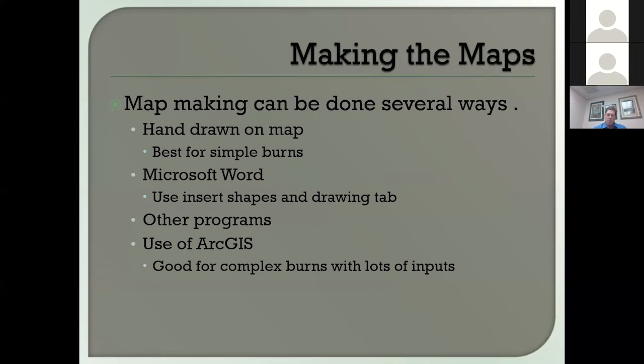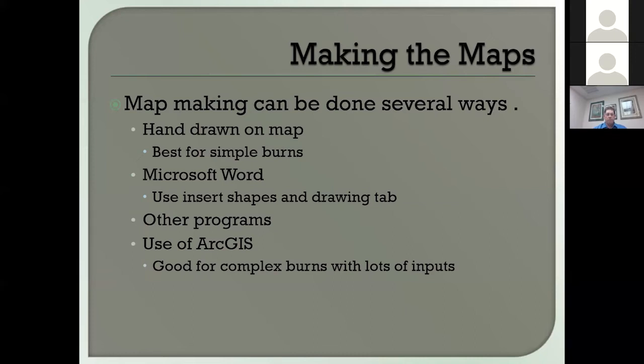So there's several ways to make a map. If you're a landowner and you're just doing your own, I've seen these hand drawn on a map. Print off a Google map on an 8.5 by 11 or 11 by 17 sheet of paper, or get something from the USDA office. You can literally just go and hand draw it on a map with a Sharpie or colored pencils or what have you.